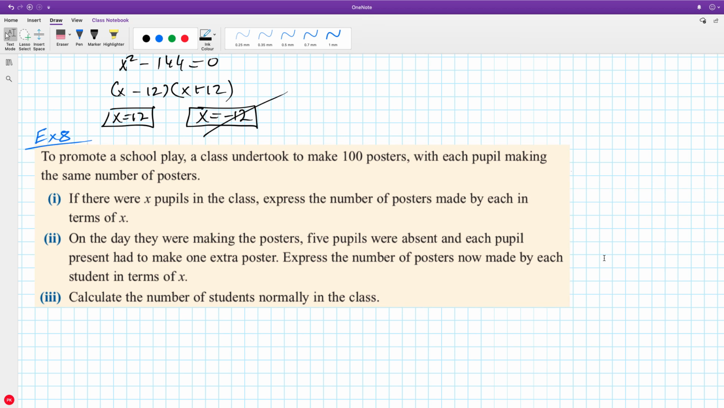The trick is to make sure you label them right. So label what x actually is. Label what you're actually doing in your equation.